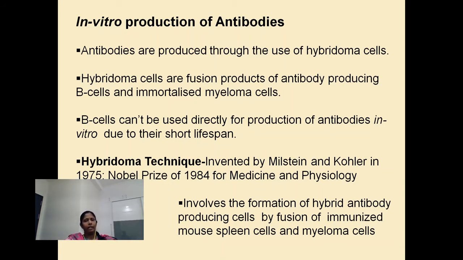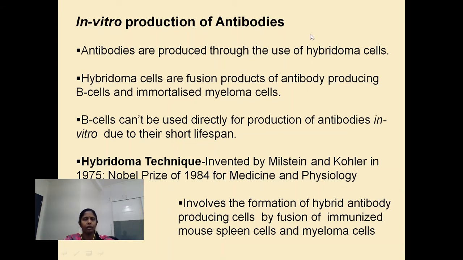This hybridoma technique was invented by Kohler and Milstein in 1975, and for this revolutionary discovery, they were awarded the Nobel Prize in the year 1984 for the field of medicine and physiology. Since then, this procedure has been several times refined and revised and has been widely used for the production of antibodies in vitro.